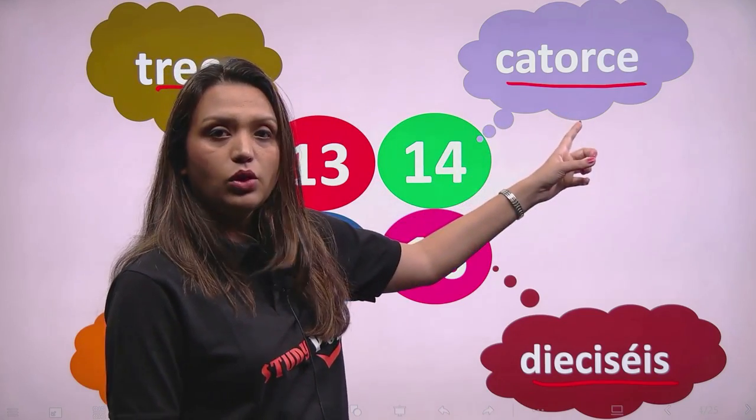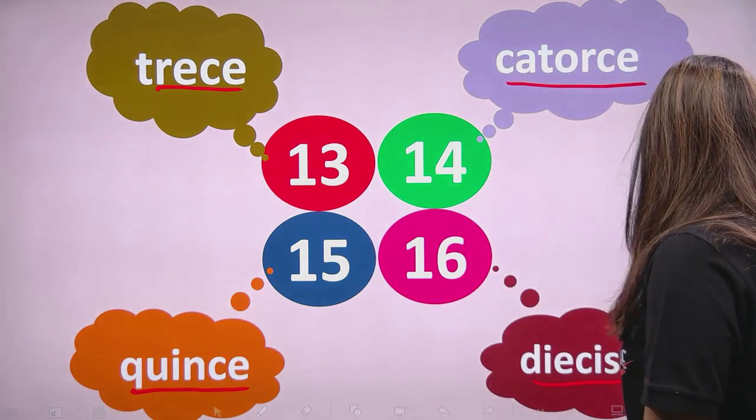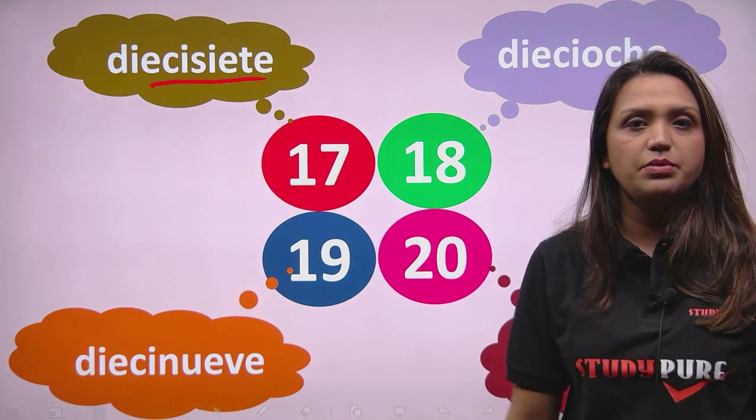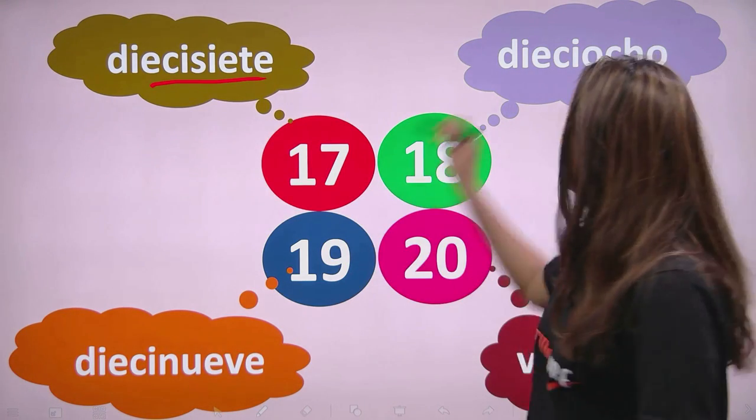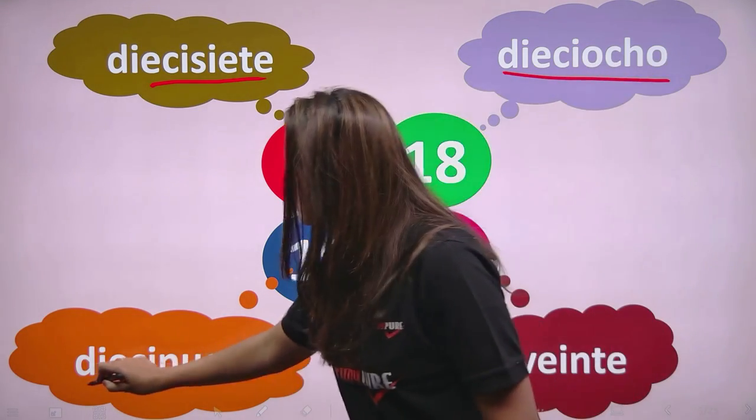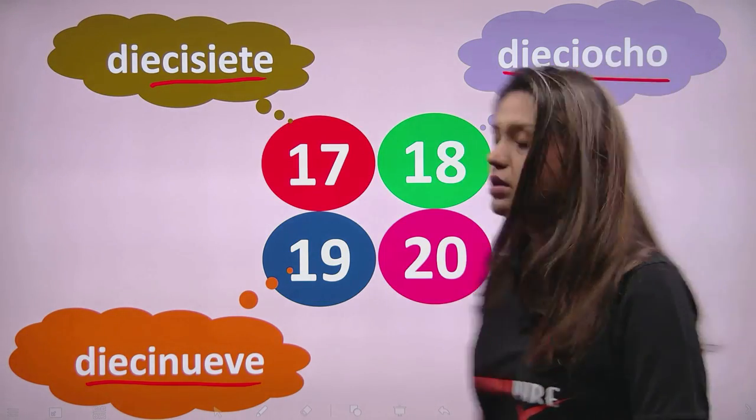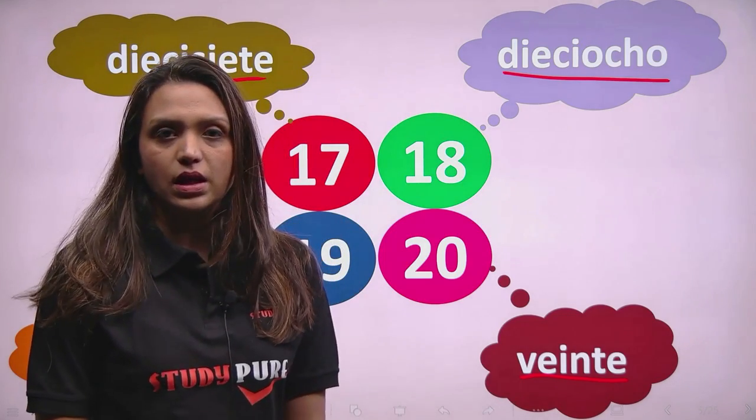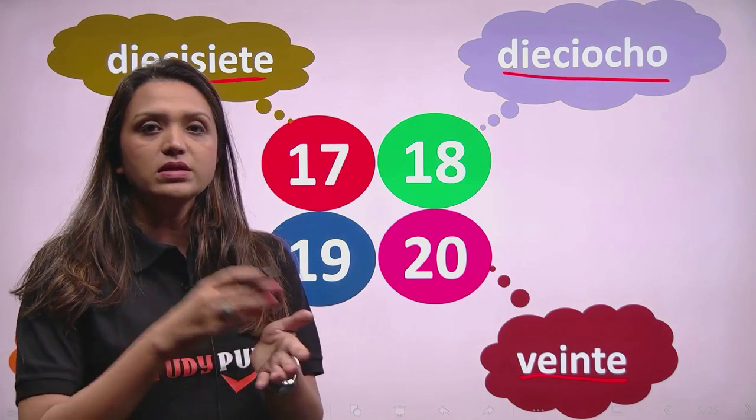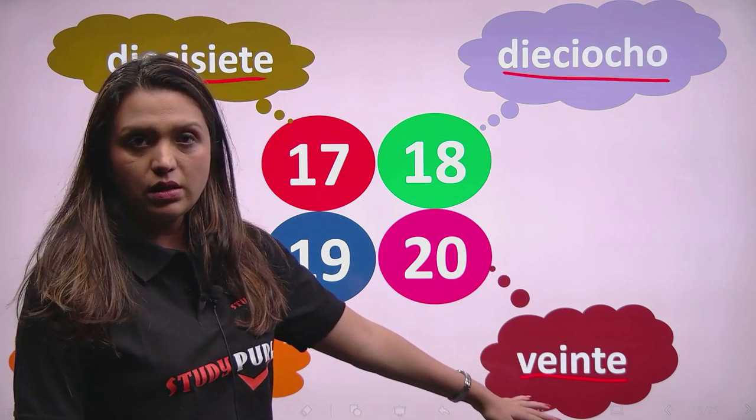Trece, catorce, quince, dieciséis. Let's move on. Diecisiete, that's number 17. Dieciocho, 18. Diecinueve, 19. And finally, number 20 is veinte. So if you have observed the pattern, 16, 17, 18, 19 and 20.